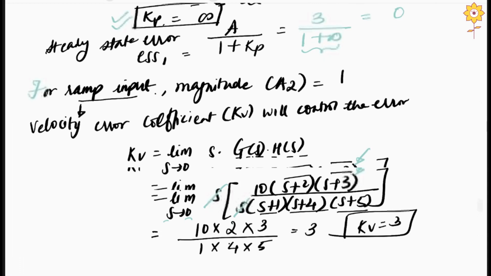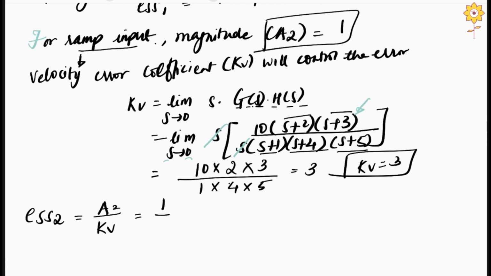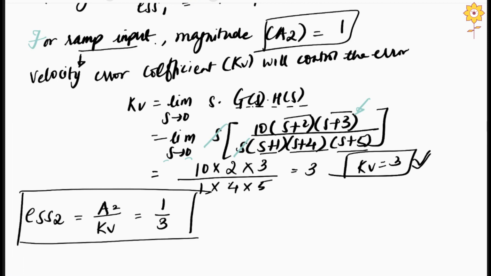So, after finding the value of Kv, we will have to find out the steady state error, that is ESS2. Okay. So, what is the formula in case of ramp input? It is A, that is magnitude, upon Kv. So, magnitude in this case is what? It is 1. So, 1 upon Kv, that is 3, is the answer. So, 1 by 3 is the answer of steady state error in case of ramp input.